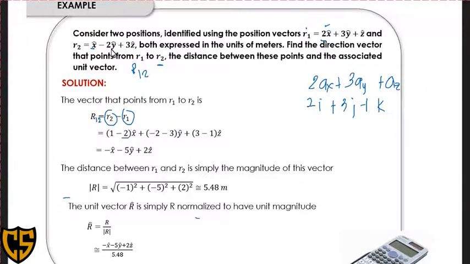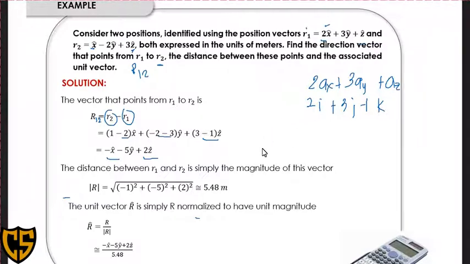Starting with R2, negative 2 minus 3, so that is negative 5y. It is the same with z. We start with 3 and then 1 above, so 3 minus 1, z. So our answer, simplified, is negative x minus 5y plus 2z, which can also be expressed as negative ax minus 5ay plus 2az, or in terms of i, j and k.